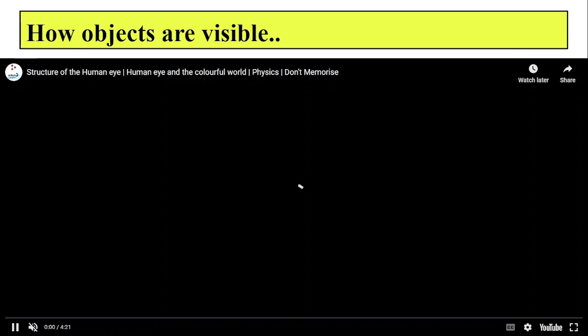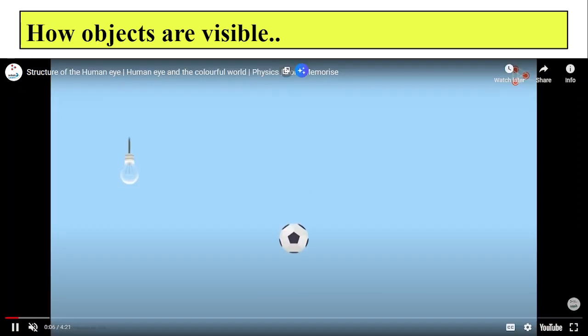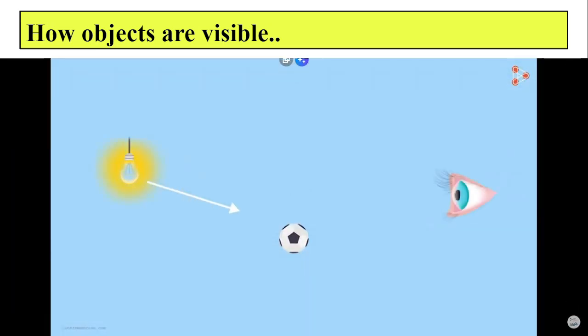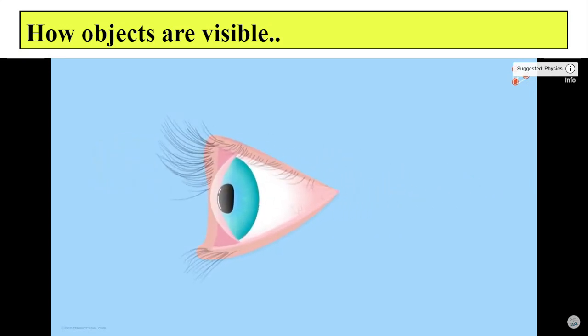How objects are visible, meaning how we see. We learn that objects are visible because of the light getting reflected from their surface. The reflected light enters our eyes and we see the object.